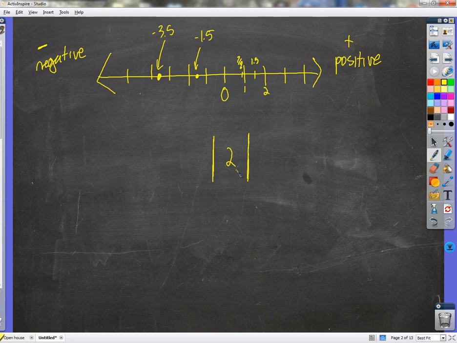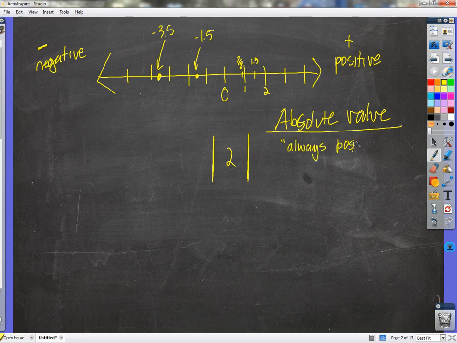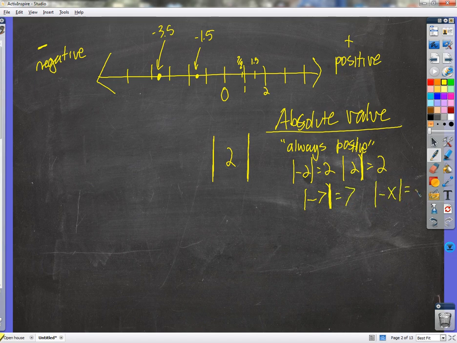Okay, so for one, absolute value is always positive. So Caleb says it's always positive. Is that a fair summarization of what you said? Okay, so if you add these absolute value symbols and there's a negative in there, well, the absolute value of positive 2 is also 2. The absolute value of negative 7 is 7. The absolute value of negative x is x. Okay. The absolute value of whatever the number is, it's just like the positive version of that.